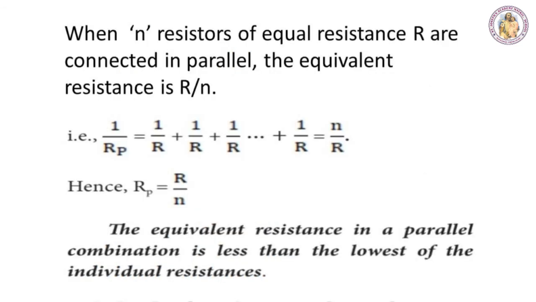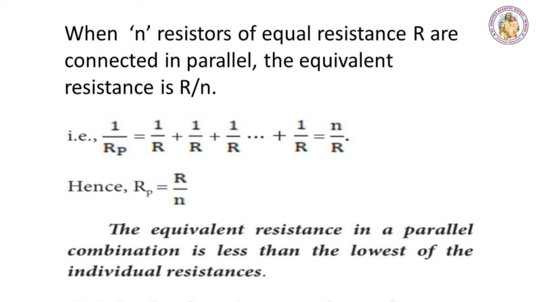Then we know that 1 by Rp is equal to 1 by R plus 1 by R plus 1 by R, and finally we get N by R. So Rp is equal to R by N. Here N resistors of equal resistance R are connected in parallel. The equivalent resistance is R by N. So the equivalent resistance in a parallel combination is less than the lowest of the individual resistances.